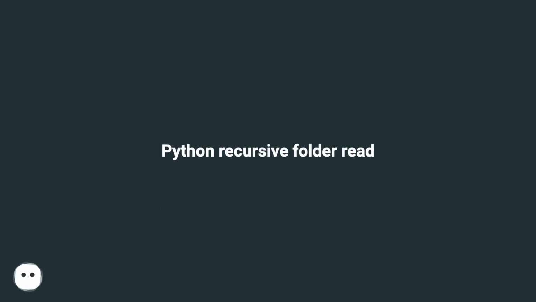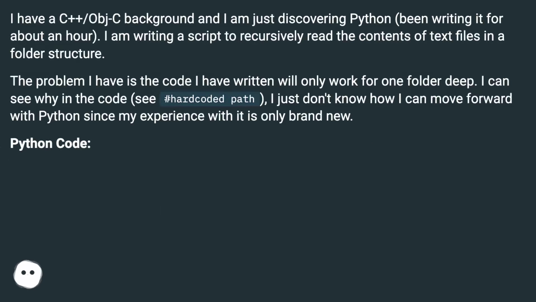Python recursive folder read. I have a C++/Objective-C background and I am just discovering Python, been writing it for about an hour. I am writing a script to recursively read the contents of text files in a folder structure. The problem I have is the code I have written will only work for one folder deep. I can see why in the code, see #hardcoded path. I just don't know how I can move forward with Python since my experience with it is brand new.